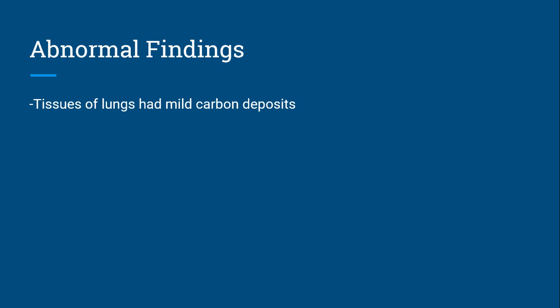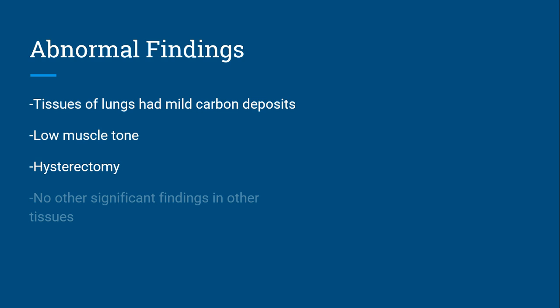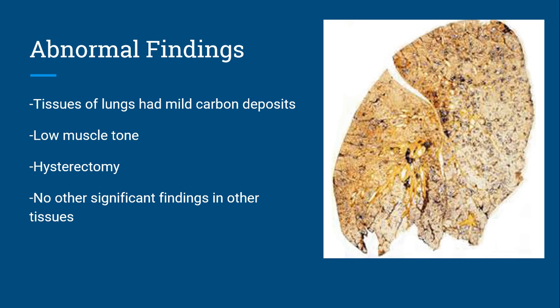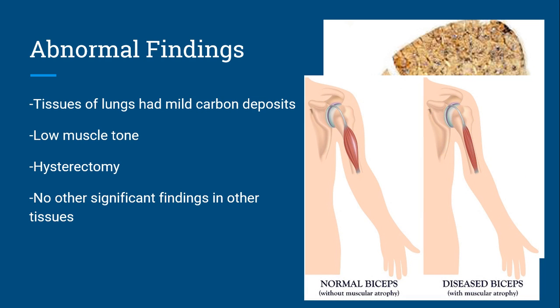Some abnormal findings: tissues of the lungs had mild carbon deposits. She did have very low muscle tone. She did have a hysterectomy. No other significant findings in any other tissues. This is showing one of our lungs that had a little bit of carbon deposit. And this is the difference between regular muscle and some low muscle tone, which we saw a lot of.